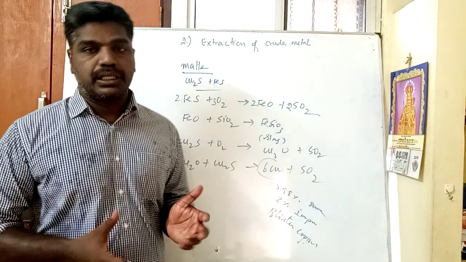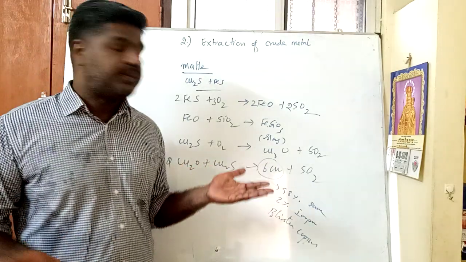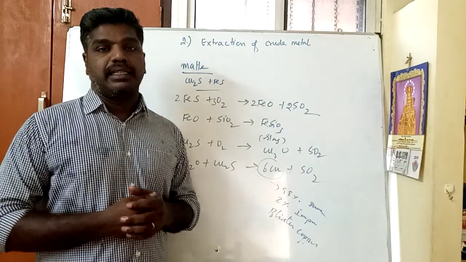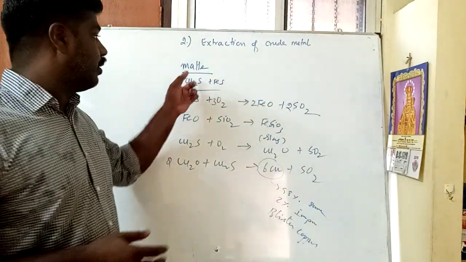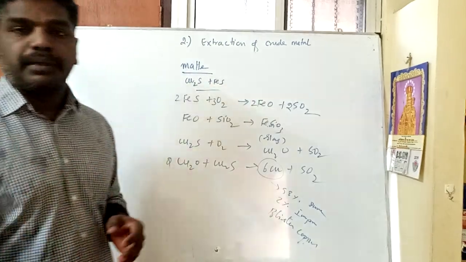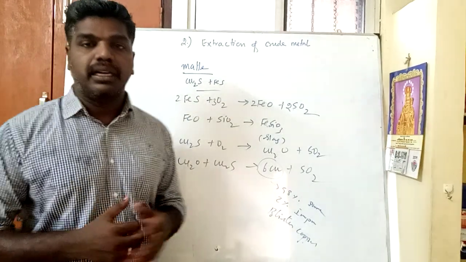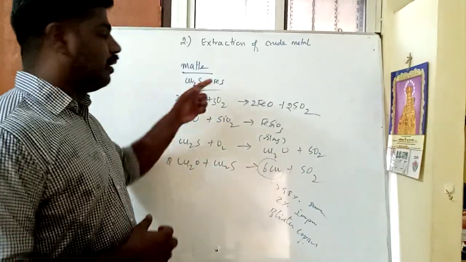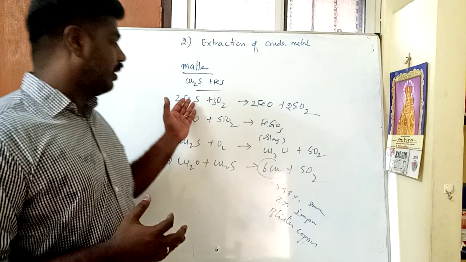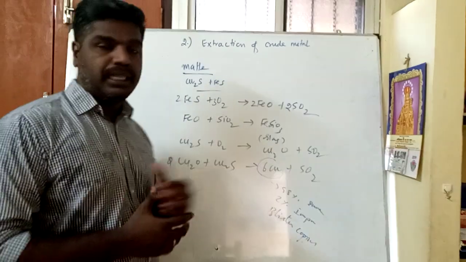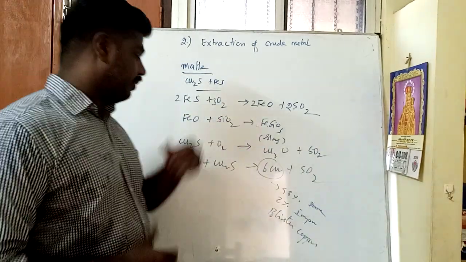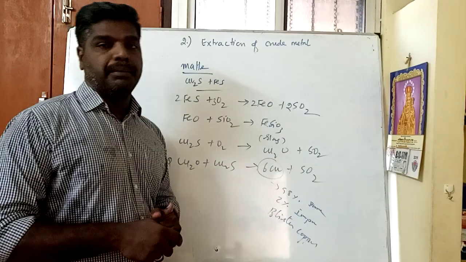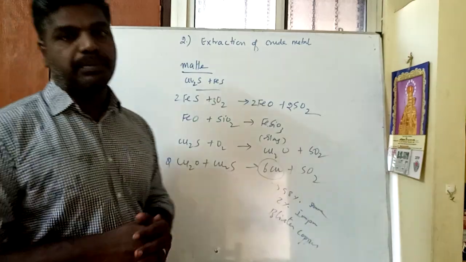During this process, at the bottom of the blast furnace, two soluble compounds are obtained: copper sulfide and iron sulfide, or ferrous sulfide. This we call matte. This matte is transferred into the Bessemer converter with a little addition of silica, and hot compressed air is passed. The following reactions take place. The impurity ferrous sulfide is removed as iron silicate slag. The remaining copper sulfide is converted into copper. That means metal oxide is reduced to metal. This is the reduction process.